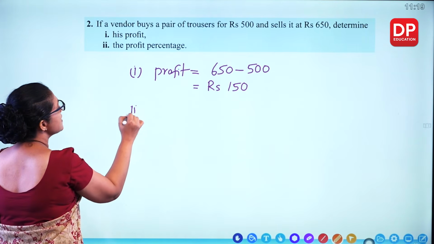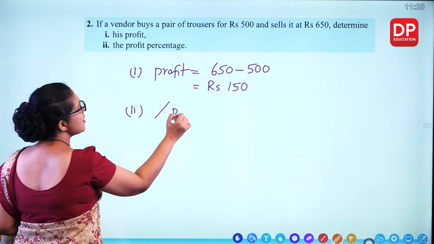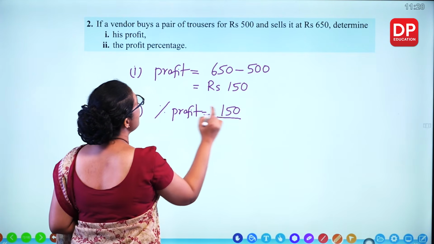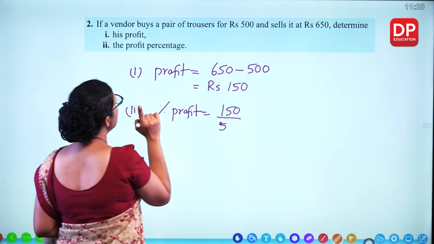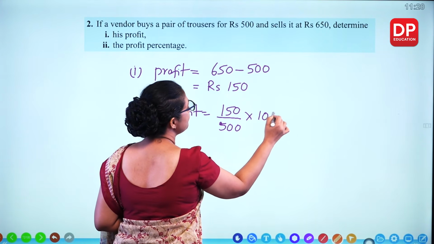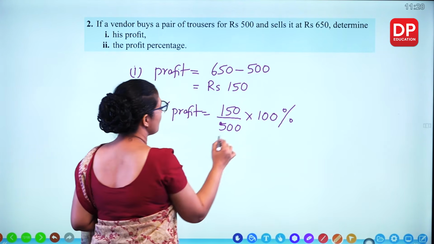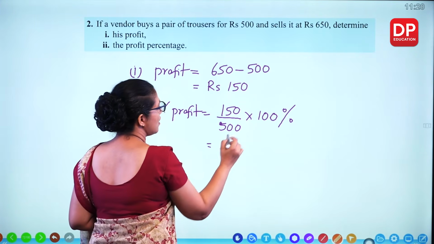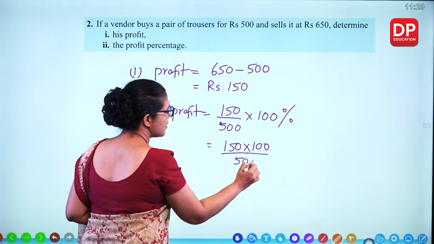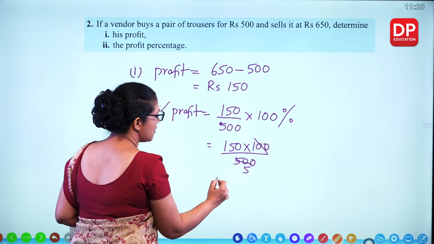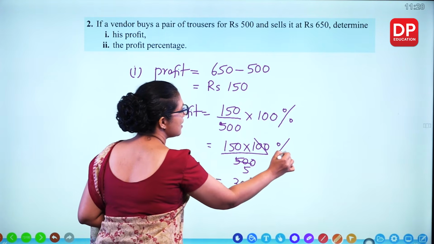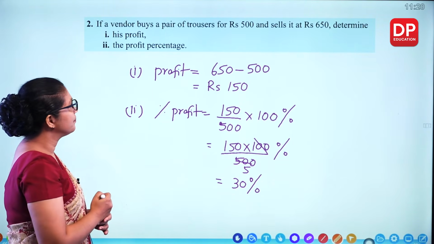Then profit percentage. So percentage profit is equal to profit divided by the initial value. That means the buying value into 100. 150 times 100 divided by 500. So 5 times 3, so that's 30% profit.